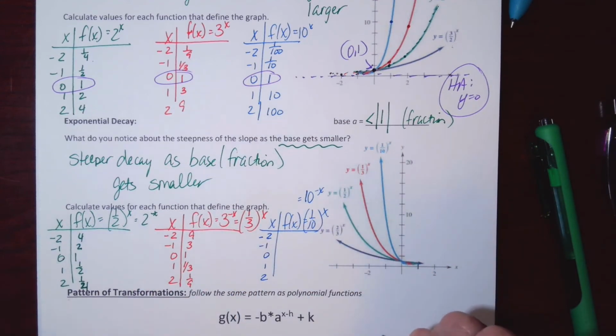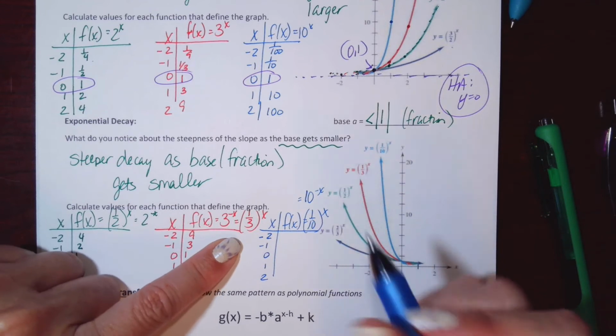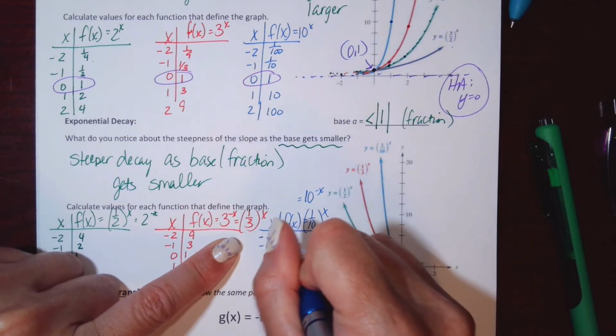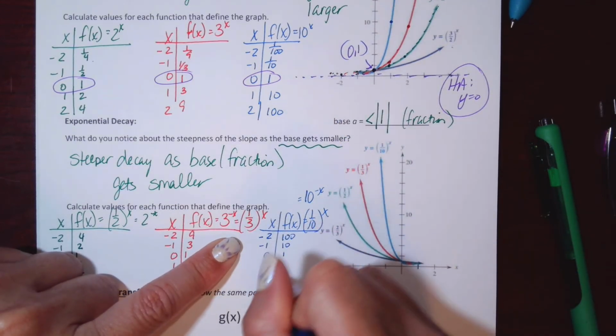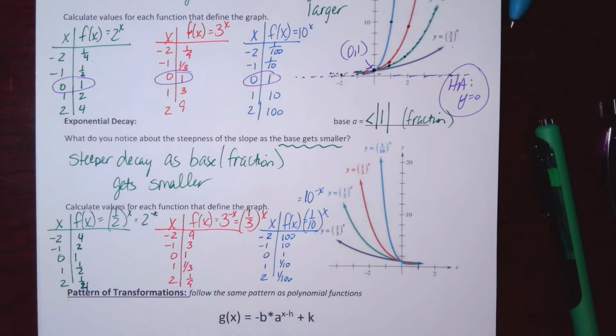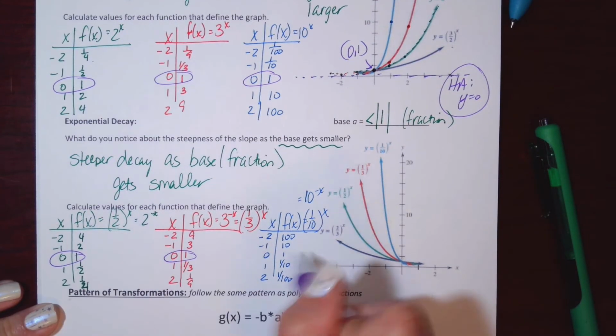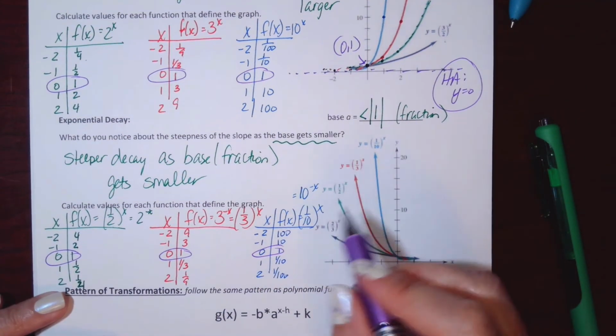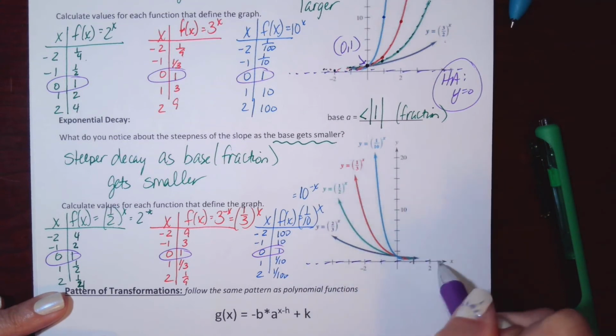Notice my x values, my inputs, aren't changing direction, aren't changing order. What changes order is my output, my y values or my function values. I still have the same y-intercept, and I still have the same horizontal asymptote.